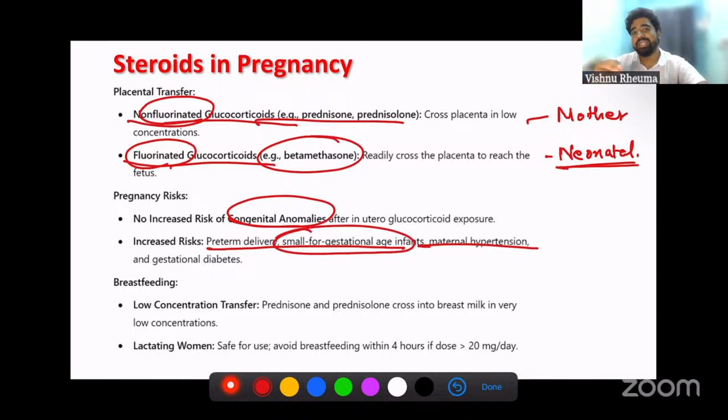In breast milk, unless you're giving a high dose, something like 20 mg, 0.5 mg per kg, etc., it's okay to give. But if you're giving a high dose, then you should have a gap between the breastfeeding and your intake of steroids. That gap should be at least 4 hours.